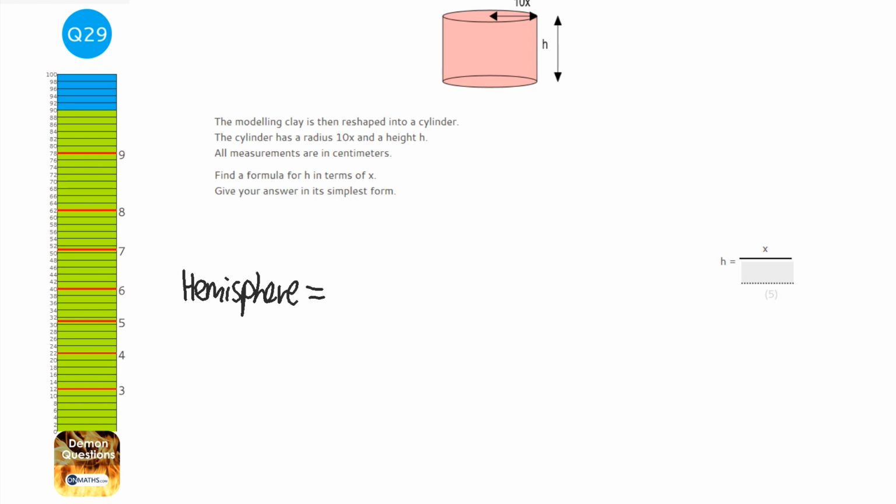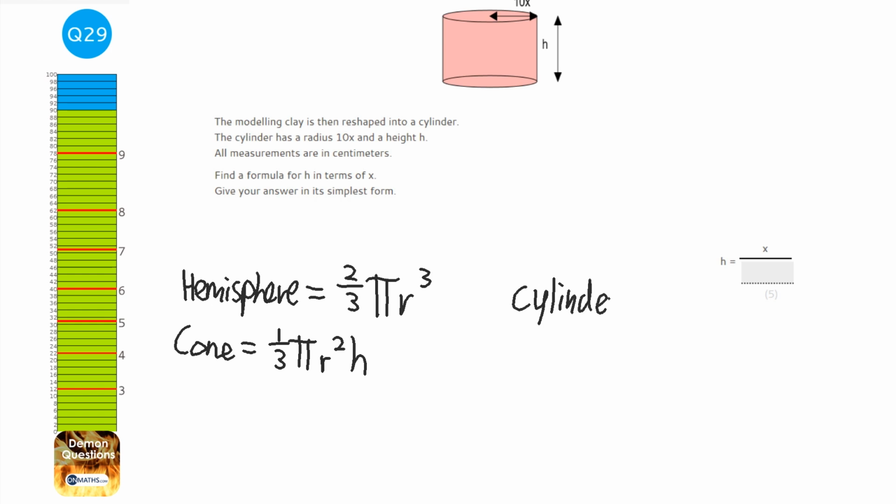And some of these formulas you will be given. So a hemisphere is the volume of a sphere, halved. So instead of 4/3, I can just say 2/3, which is half of 4/3, pi r cubed. The cone that we've got is going to be 1/3 pi r squared h. And then the cylinder we have is the area of the circle times the height.